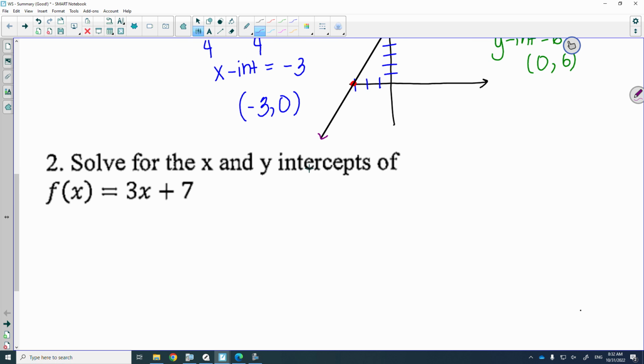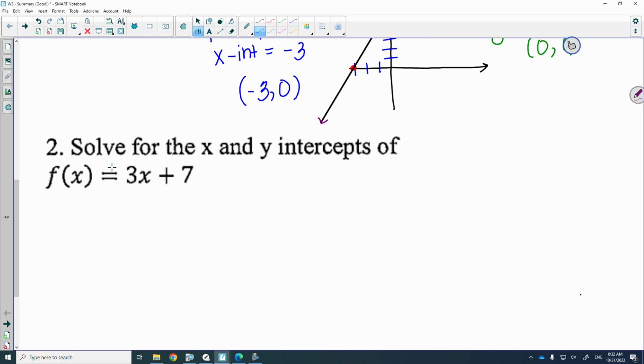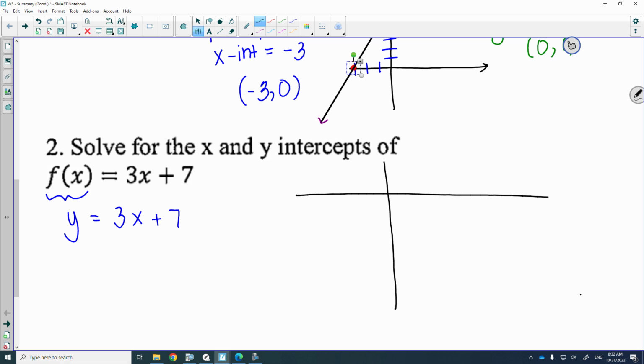Okay, so you guys could do this one now. You do number 2. Remember that f of x is just a fancy way of saying y. So 3x plus 7. So you do your x and your y intercepts. And I'll just get different people for the answer.